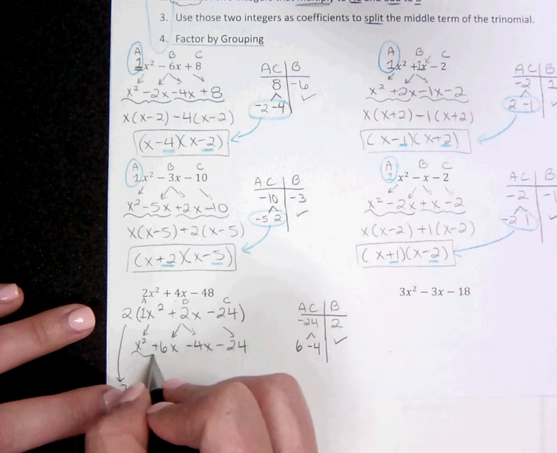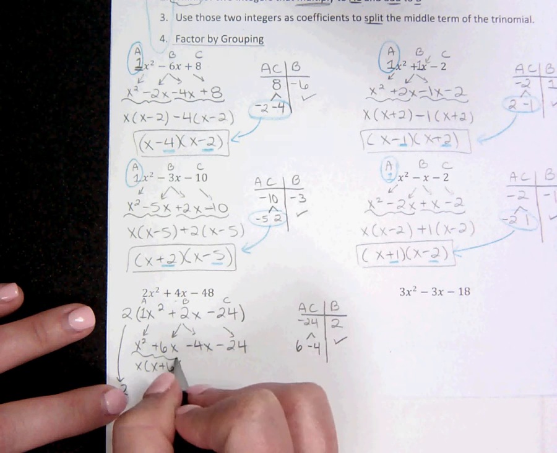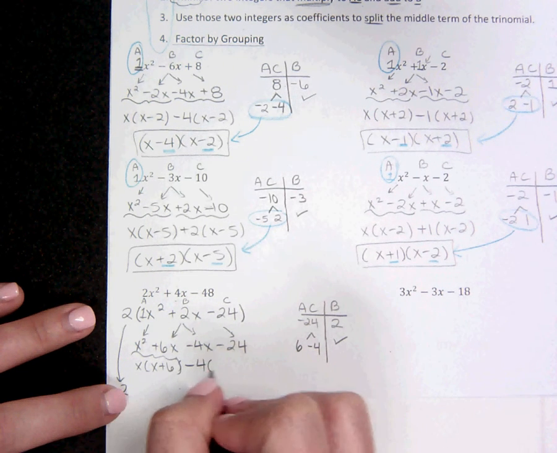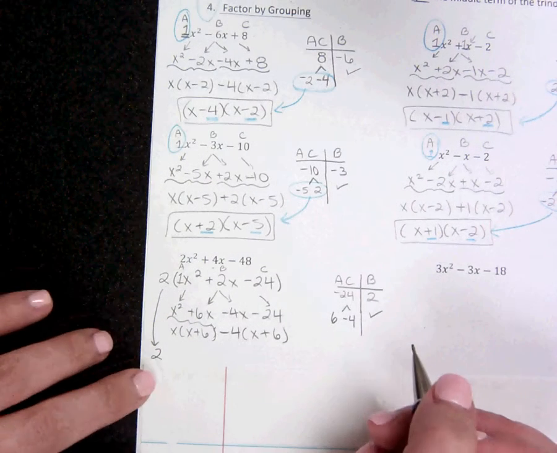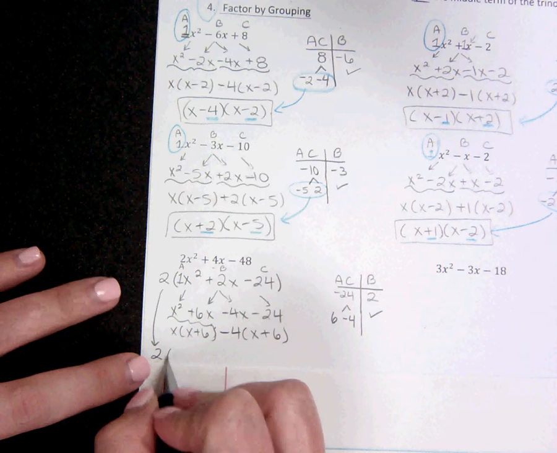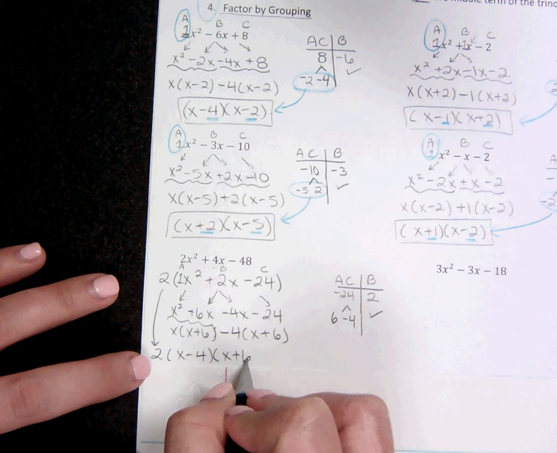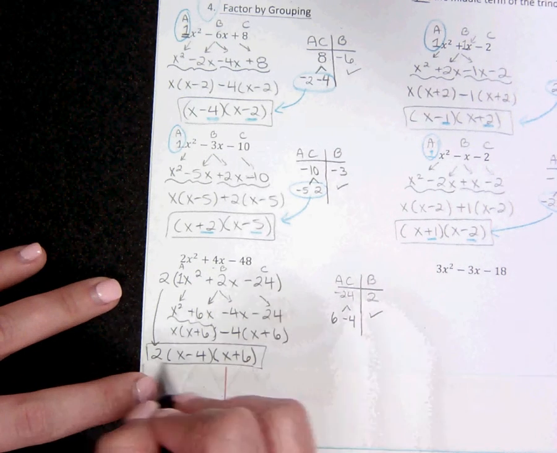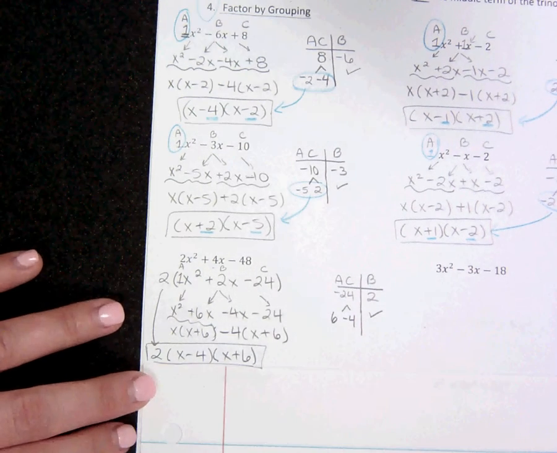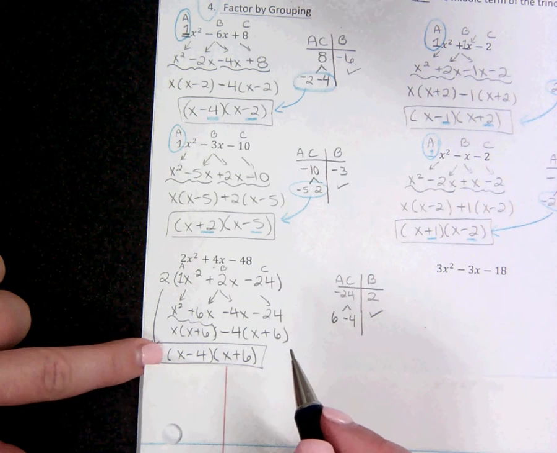And then I'm going to group. -4, that would become x plus 6. And then my final answer is going to have the 2 out front, and then x minus 4 and x plus 6. Just be careful with those GCFs. When you take them out, you have to leave them out front, and they are part of your final answer. My math lab will count it wrong if you do not put the 2.